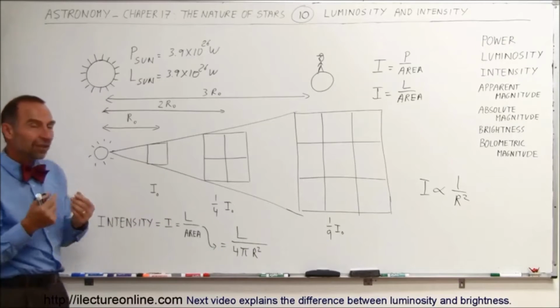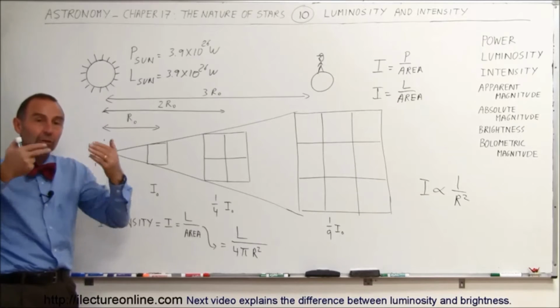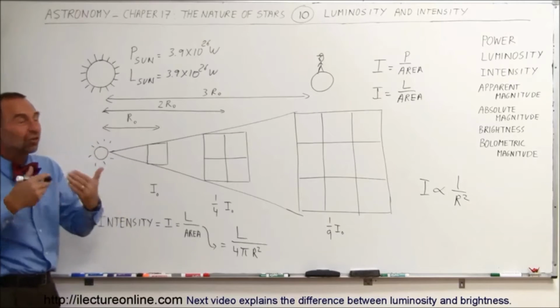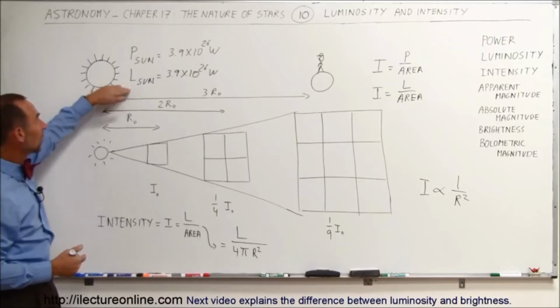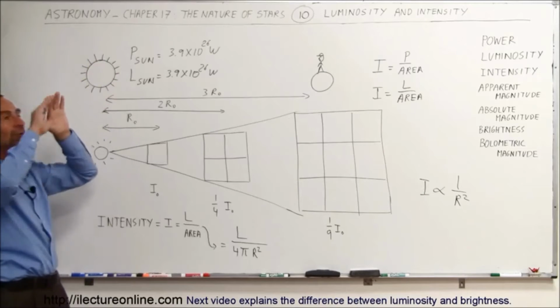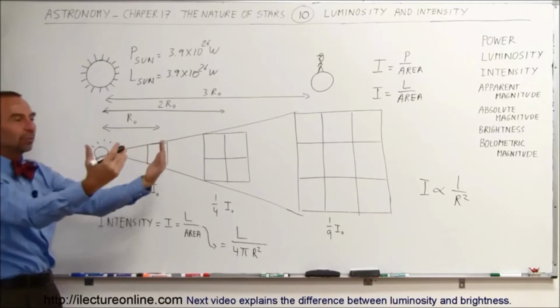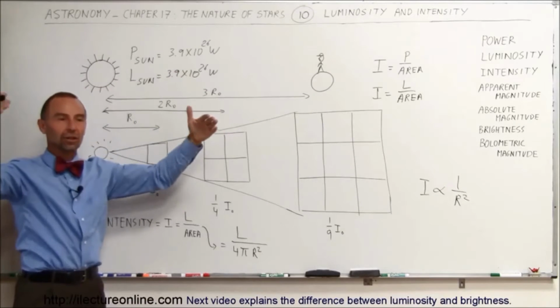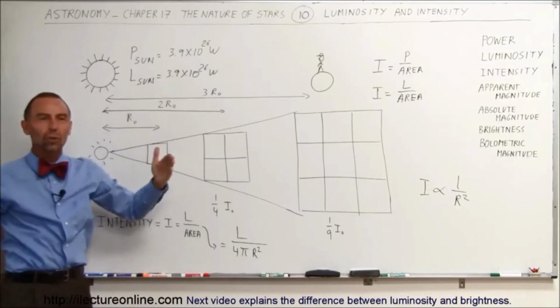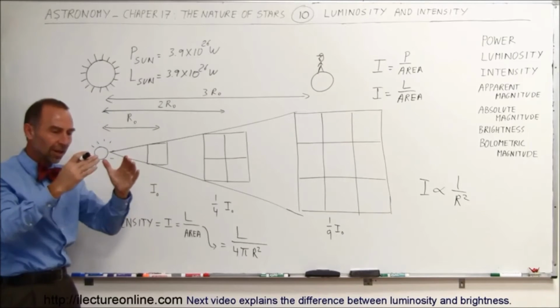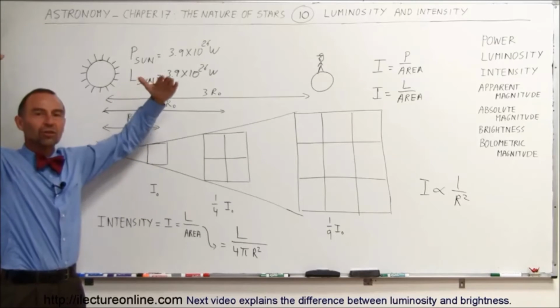So the way to figure out the intensity of the energy that you receive is you take the total luminosity of the object and divide it over the area over which it spreads. And of course, the area over which the light spreads is basically a sphere, because it goes out radially in all directions. So the light spreads out in a larger and larger spherical shape.